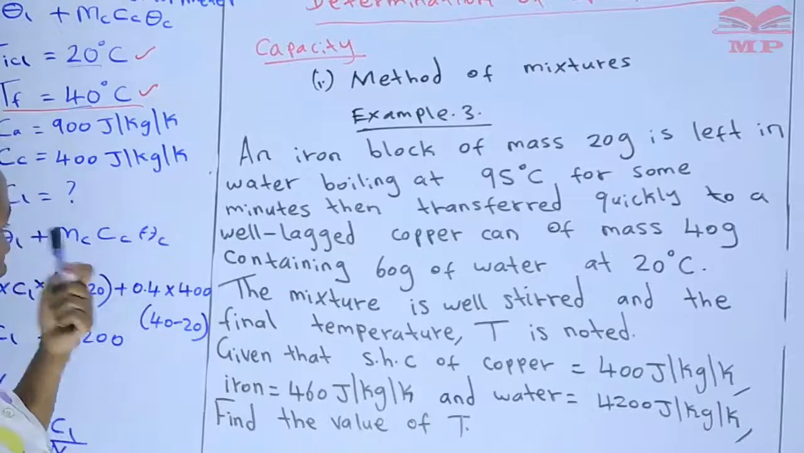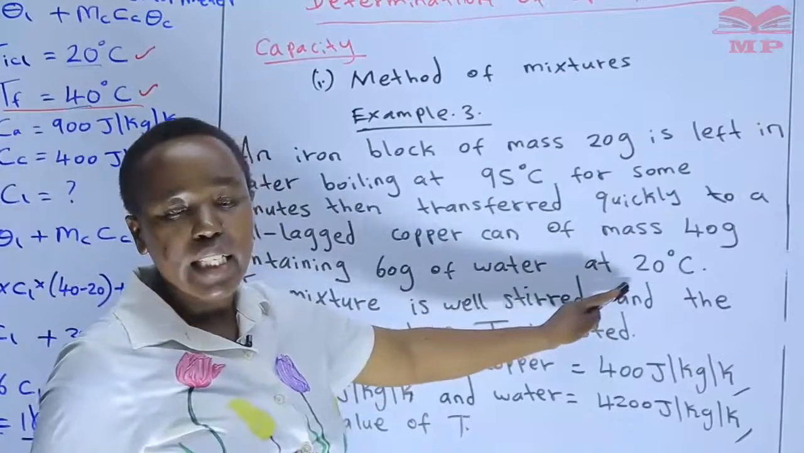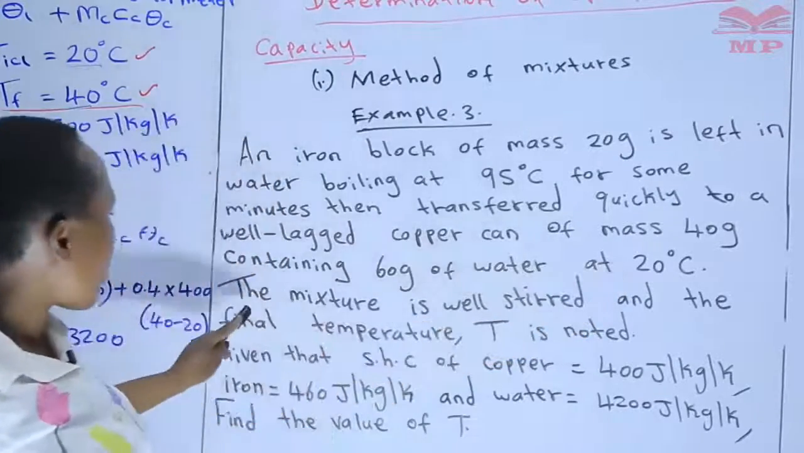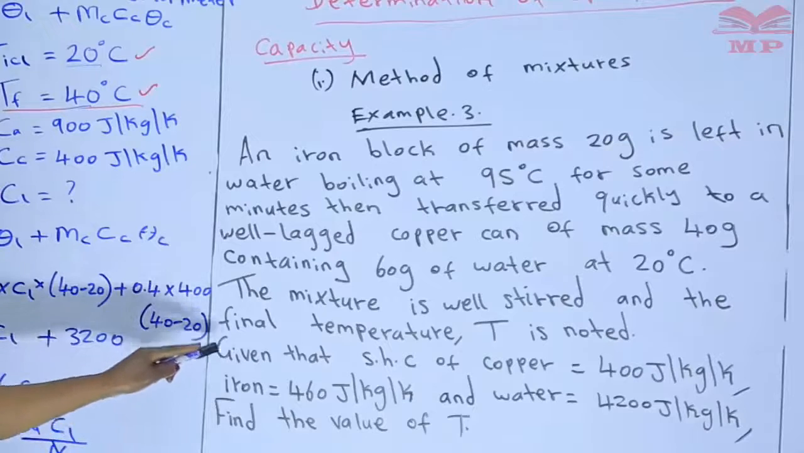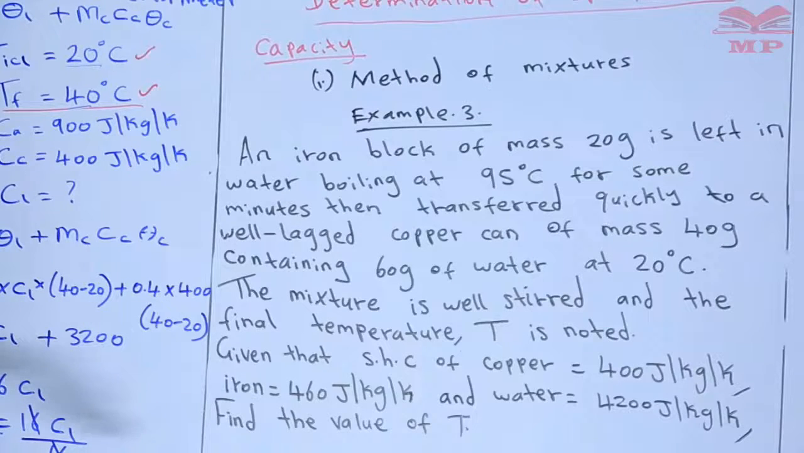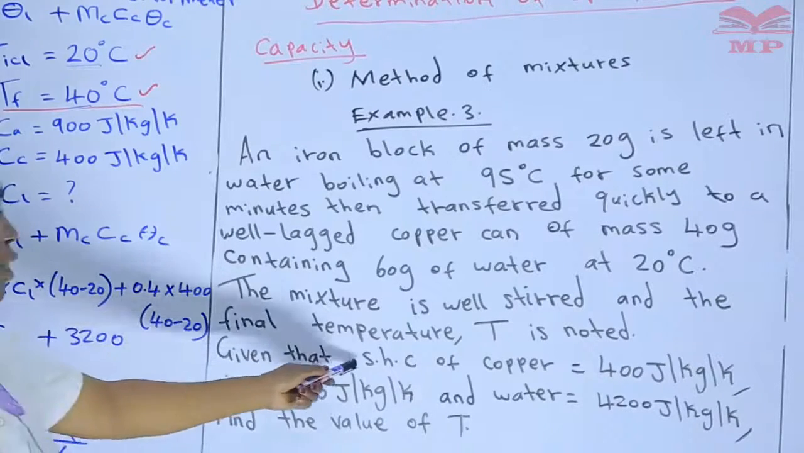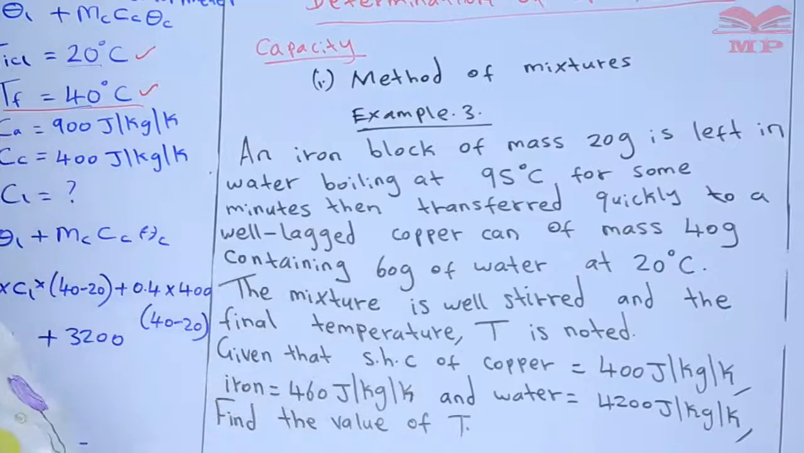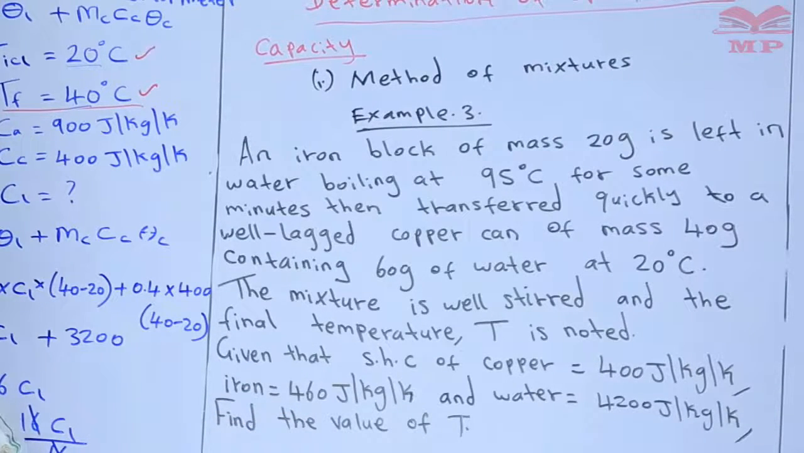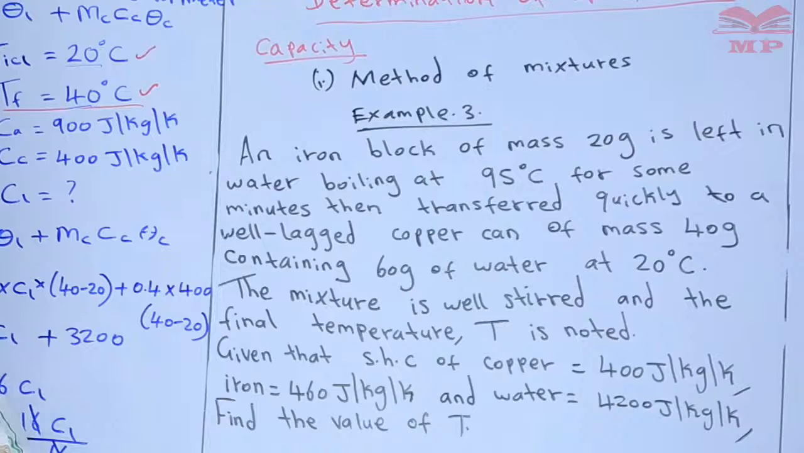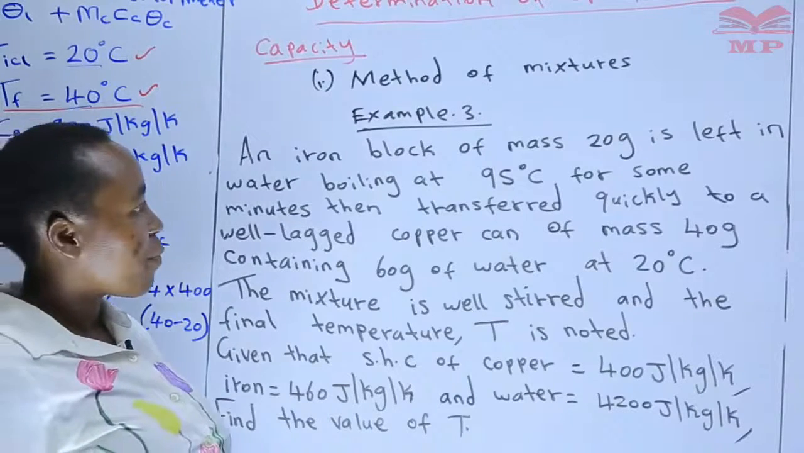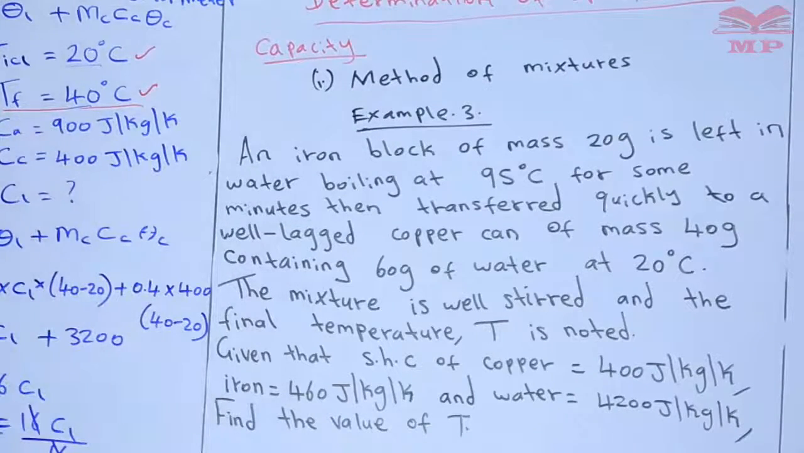16 grams of water at 20 degrees Celsius. Note that the mixture is well stirred and the final temperature T is noted. Given that the specific heat capacity of copper is 400 joules per kilogram per Kelvin, for iron is 416 joules per kilogram per Kelvin, and that of water is 4,200 joules per kilogram per Kelvin, find the value of T. Now, let's solve the question together.